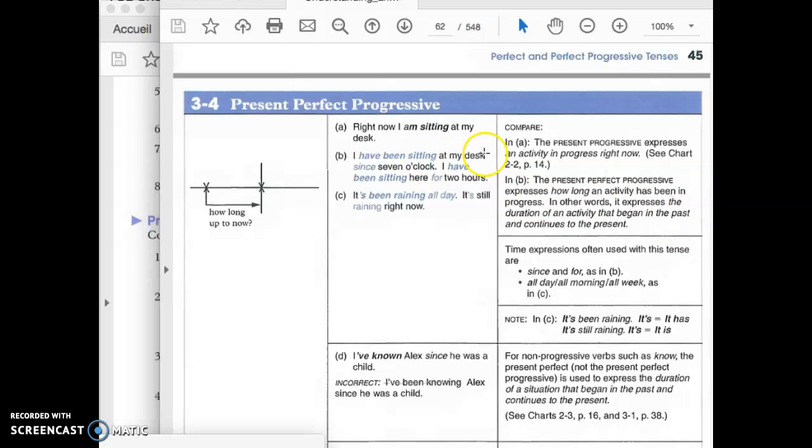So I'm sitting right now, present progressive. I have been sitting at my desk since 7 o'clock, and I have been sitting here for 2 hours. I can still sit. It's been raining all day. It's still raining right now, still affecting the present.